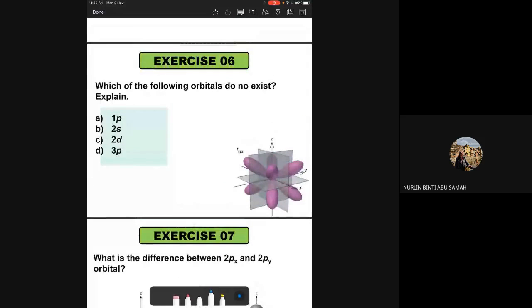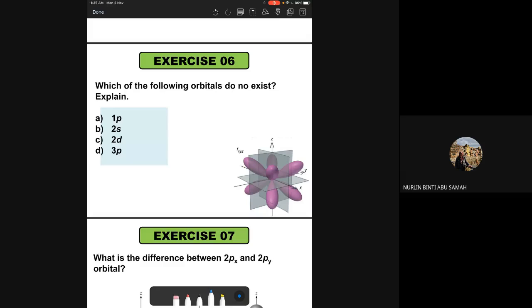Okay, untuk exercise 6 ni, do you understand allowed combination of NLM? You all faham tak? Kenapa ada allowed, kenapa ada not allowed? This is because if not allowed, then the orbital does not exist. Dia tak wujud. Itu terms dia. Itu maksud dia.